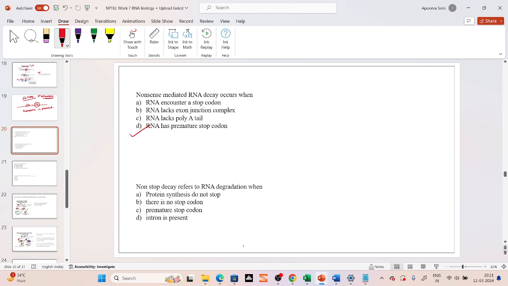So we have already studied that a stop codon has to be there. But if it is present prematurely, at a position much before where it should actually be, then your RNA would be a truncated one. So that RNA is degraded and that is your nonsense mediated RNA decay. Then non-stop decay refers to RNA degradation when protein synthesis does not stop, there is no stop codon. Again, very easy question.